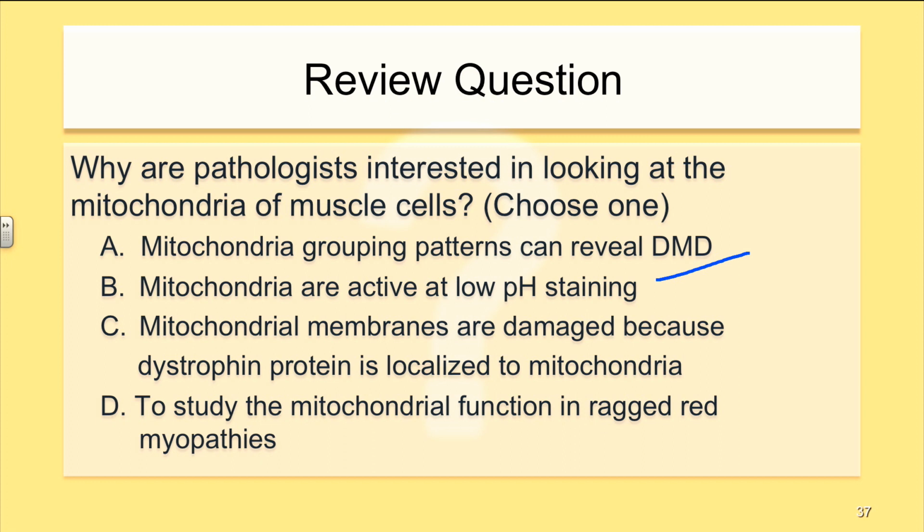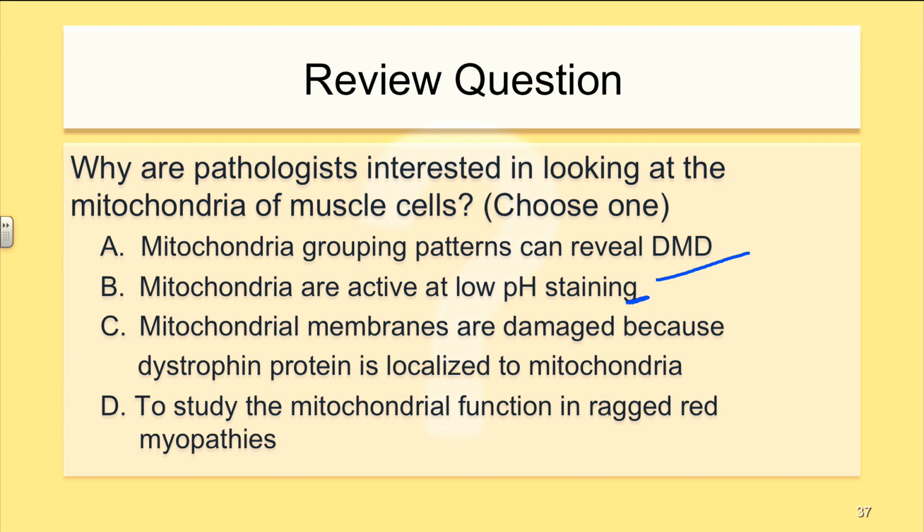Well, as far as I know, that's not the typical thing that we would see in Duchenne muscular dystrophy. Mitochondria are not known generally, primarily, to be affected in Duchenne. Mitochondria are active at low pH staining. I don't think that has anything to do with the pH staining, at least not in the studies that we do. And I don't see the reason why they would necessarily do a pH staining if there is no reason to suspect mitochondria.